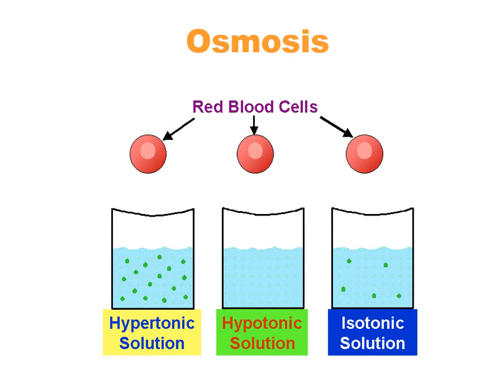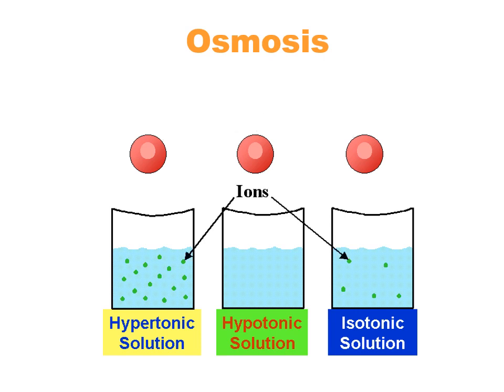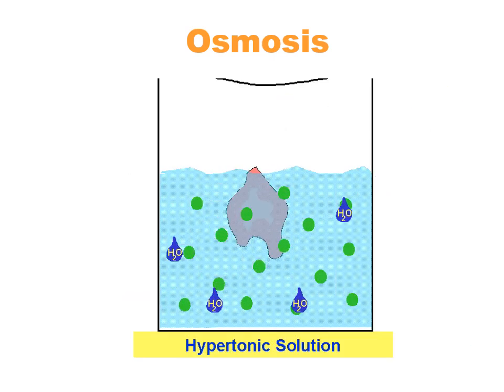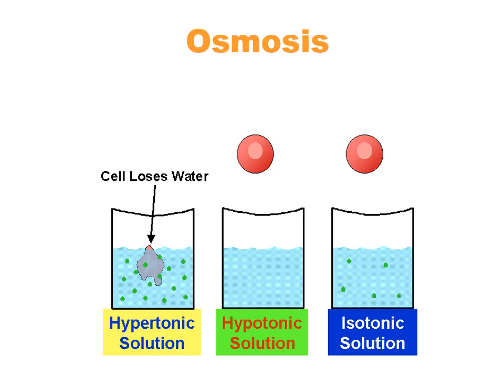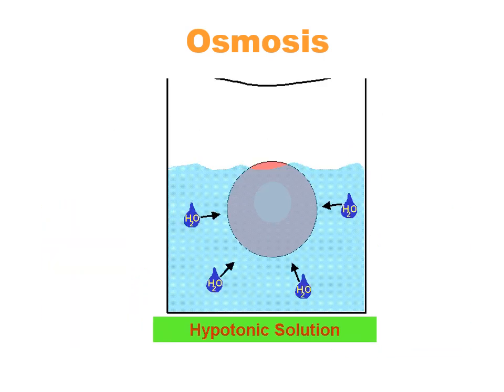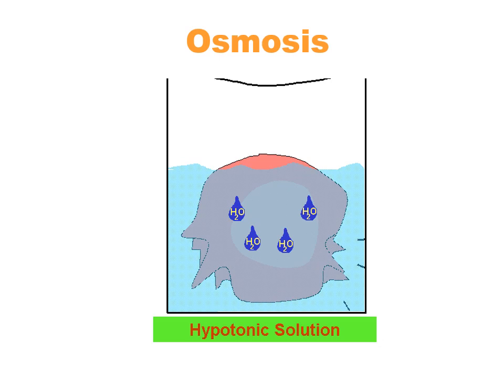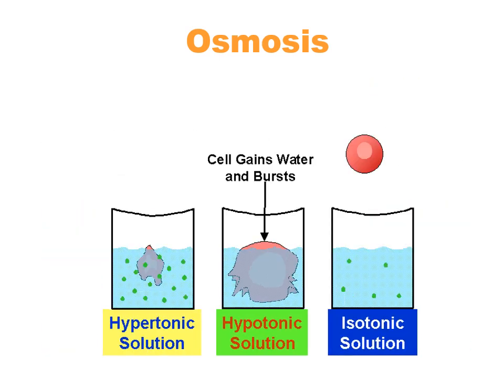Here's some animation showing you what happens when we place blood cells in different environments. First, we're placing our red blood cell in a hypertonic solution, like a concentrated salt solution. The salt can't get in, so the water diffuses out. Here we're placing it into a hypotonic solution, like pure water. Since the solutes in the cell can't diffuse out, the water diffuses in, and the cell here bursts.